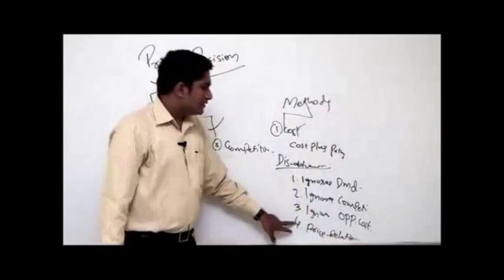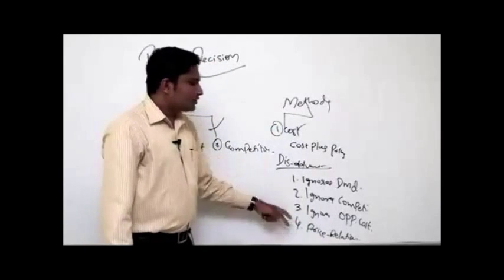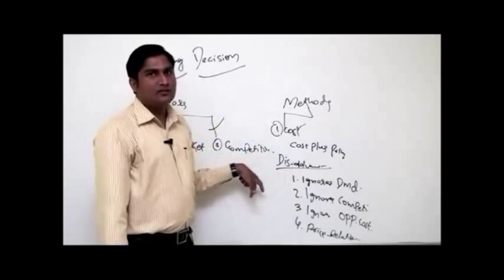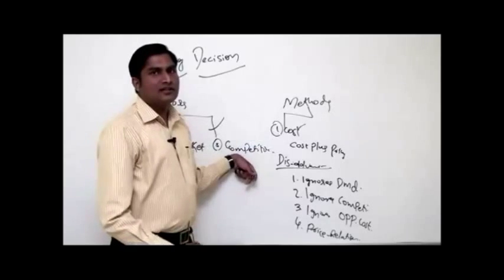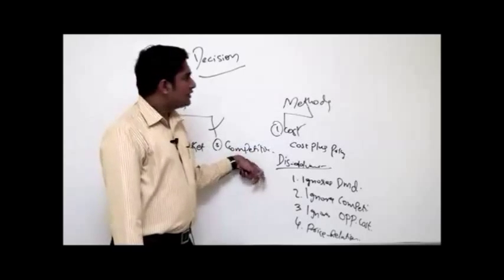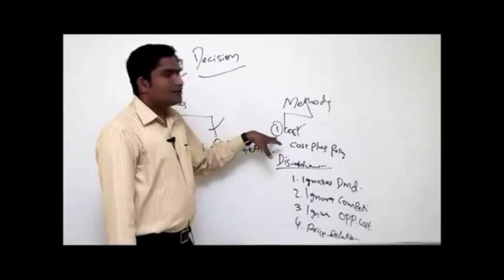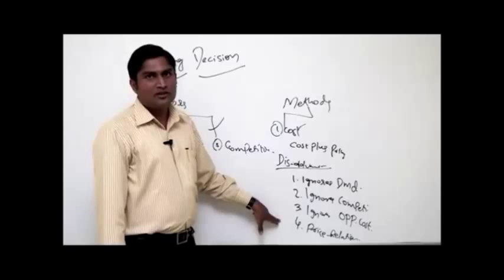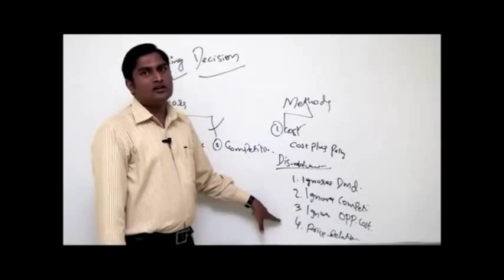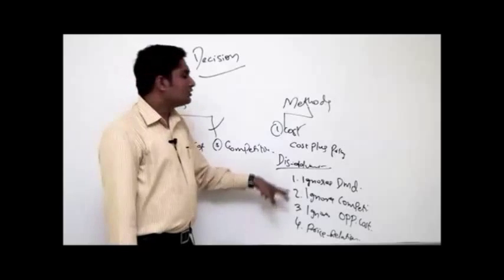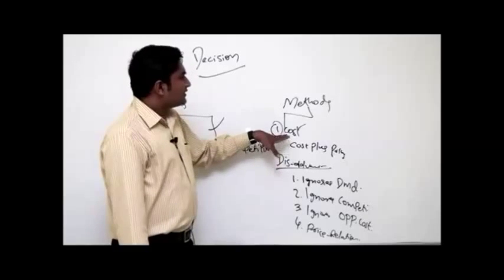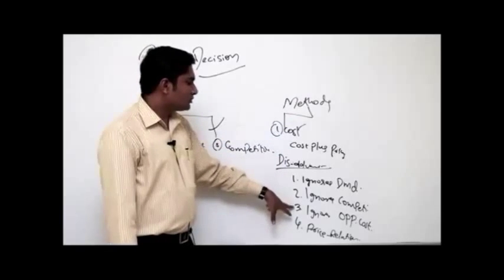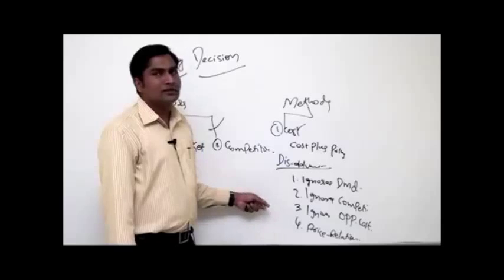Price volume relationship means that if the firm is going to increase its volume of production, it has to reduce the price, otherwise it cannot survive in the market. Only by reducing the price can it increase the quantity to be supplied. If we determine the price on the cost plus basis, it doesn't take into consideration that price volume relationship, so it cannot survive in the long run in the market. So these are all the disadvantages of fixing the price through the cost plus method: it ignores demand, competition, opportunity cost, and the price volume relationship also.